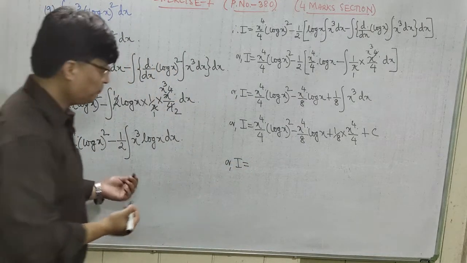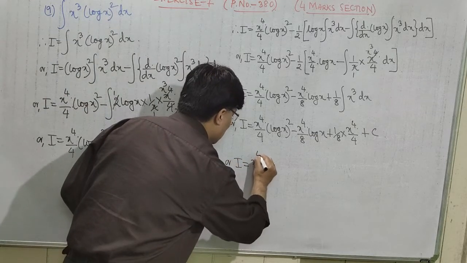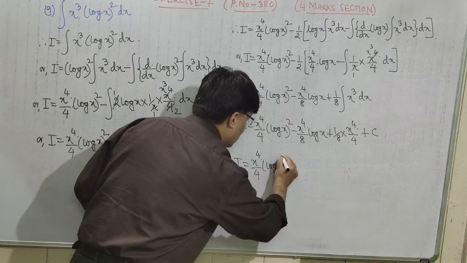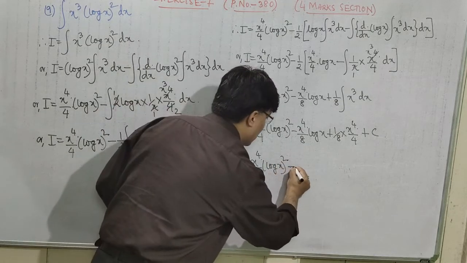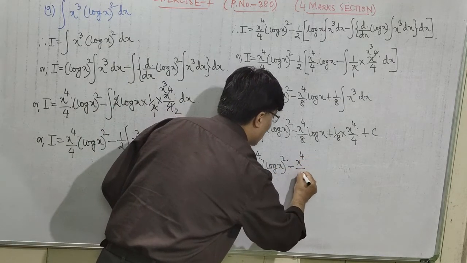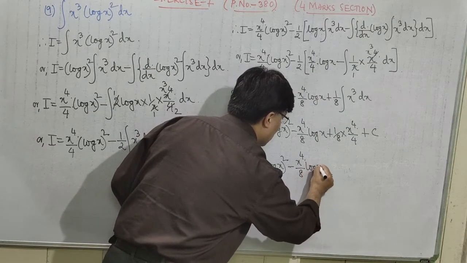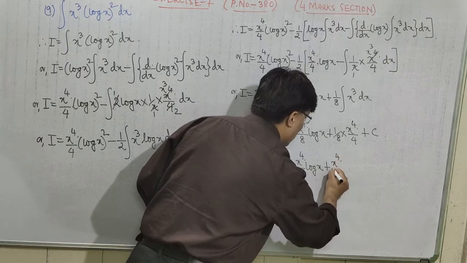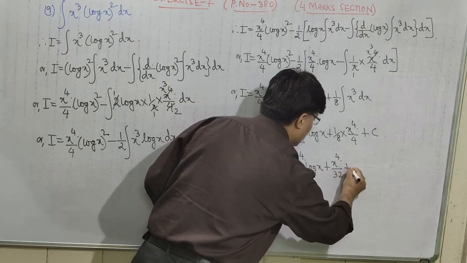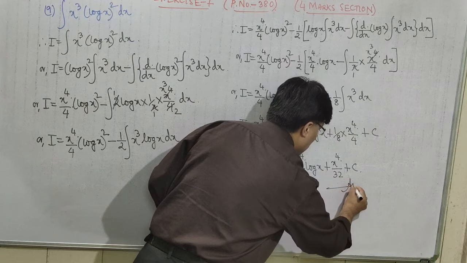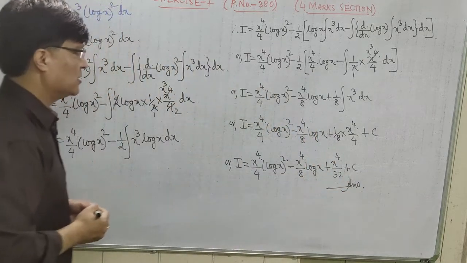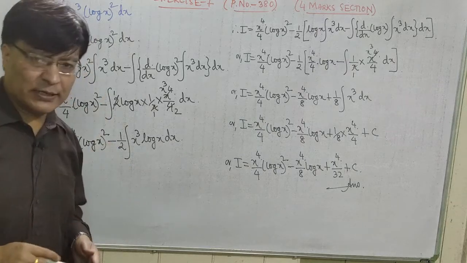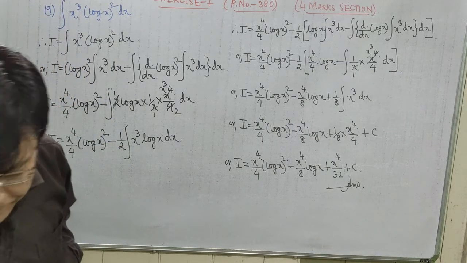Now what is I? I is equal to x to the power 4 by 4 log x whole square minus x to the power 4 by 8 log x plus x to the power 4 by 32 plus c. So this is the final answer. So I think you have understood it. So you can copy it. Now we'll do the next question.